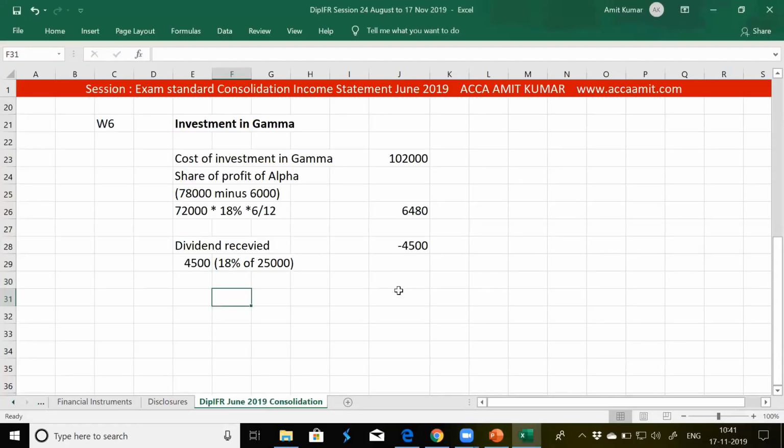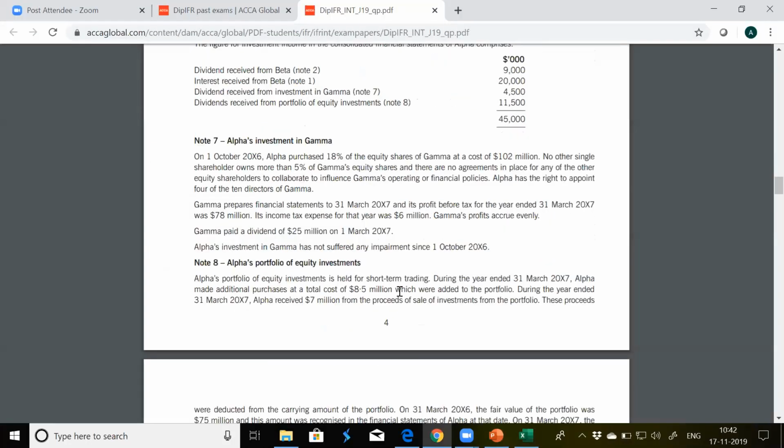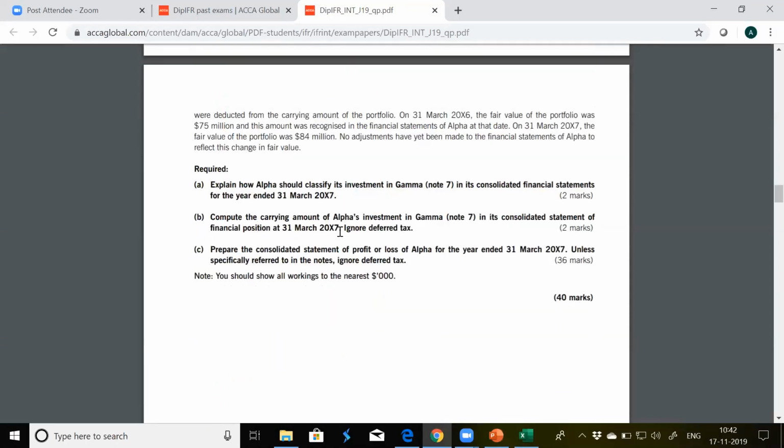So the carrying amount of investment in Gamma to be presented in balance sheet equals 102,000 plus profit for the period minus dividend received. This is the amount we'll be presenting in the balance sheet. So we have covered part A and part B.